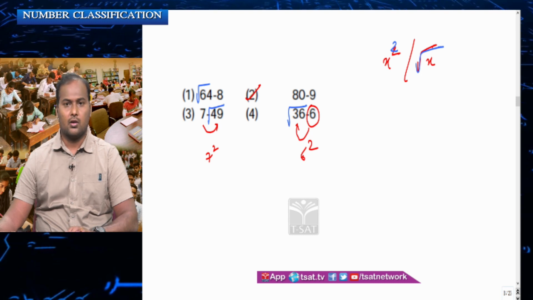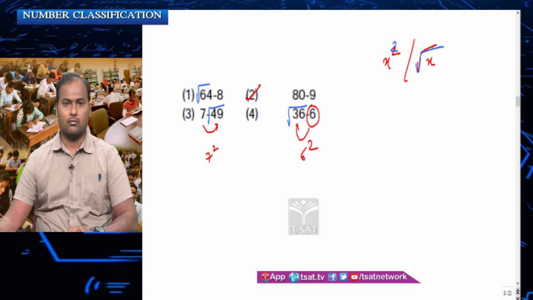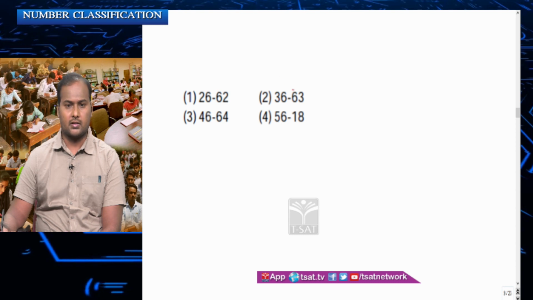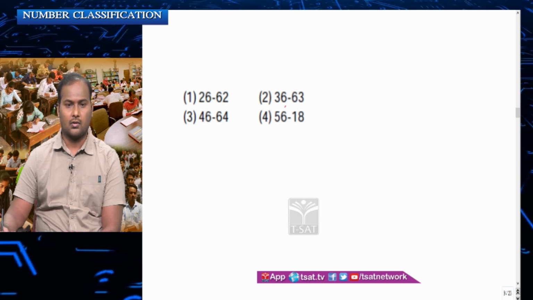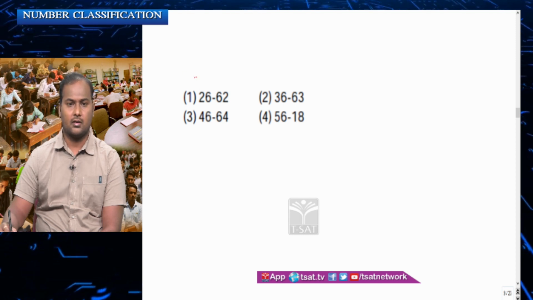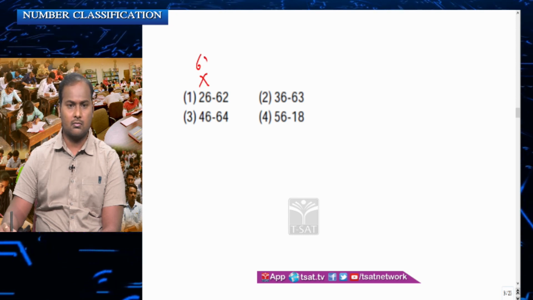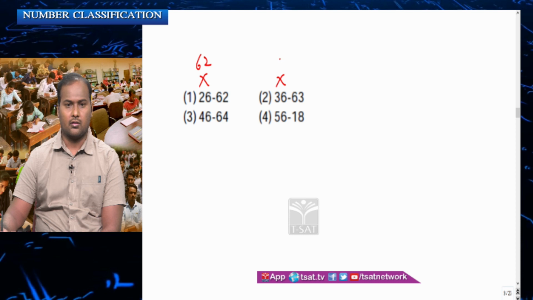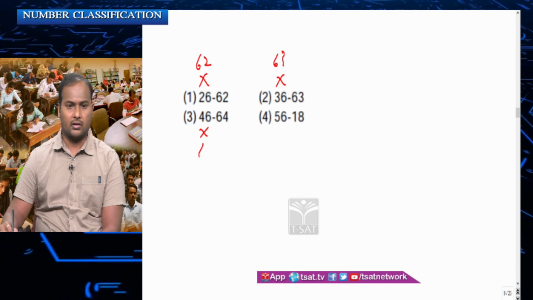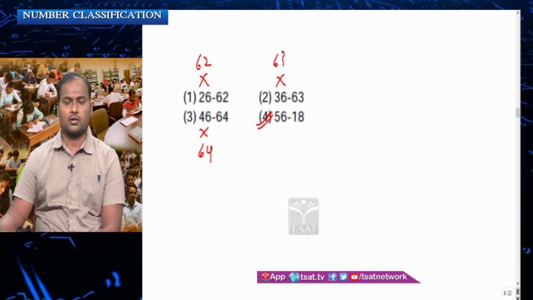So in the examination, you can solve one particular question based on more than one method. In this question: 26, 62, 36, 63, 46, 64, 56, 18. The moment you see this, the same numbers are repeating. Obviously, their positions are interchanged. For example, 26, when you interchange, becomes 62. 36 becomes 63. In the same way, 46 interchanged gives 64. Obviously, with the 4 it is not possible, so your answer is 4.